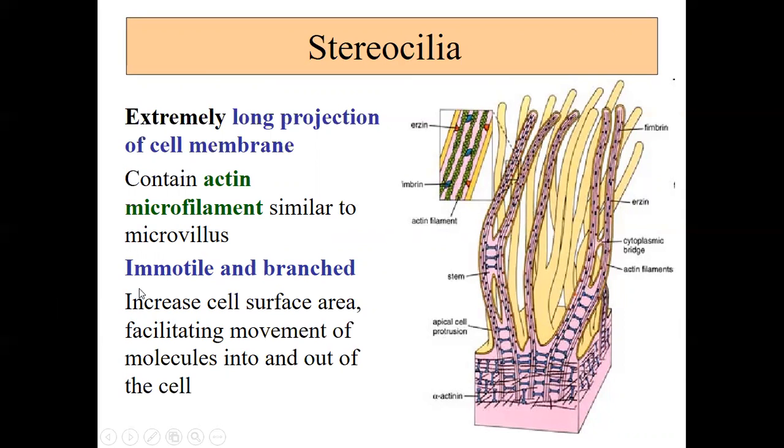This stereocilia is immotile, it is not moving, and not only that, but it has a branch here. You can see there is a connection here, a branch. What is the function of the stereocilia? It increases the cell surface area, and it also facilitates the movement of molecules into and out of the cell. So that is the function of the stereocilia that we have to know.